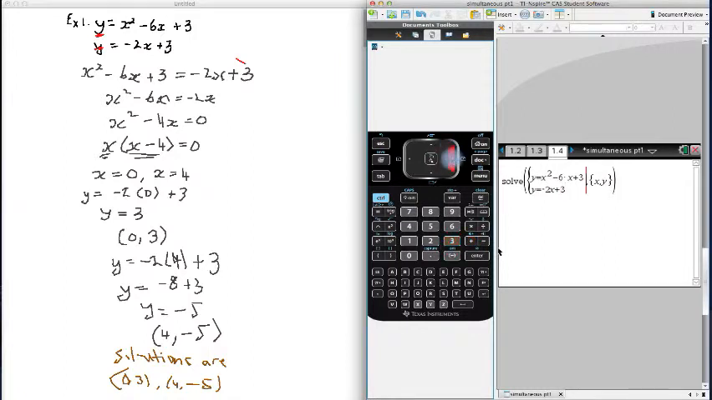Now we need to tell it we want x and y, which is already formatted for us. And there we go. So our two solutions are when x is 0, y will be 3. Or, our second option is when x is 4, y will be minus 5. So there we go. That's the other way you can use your CAS to find the answer, other than graphically.